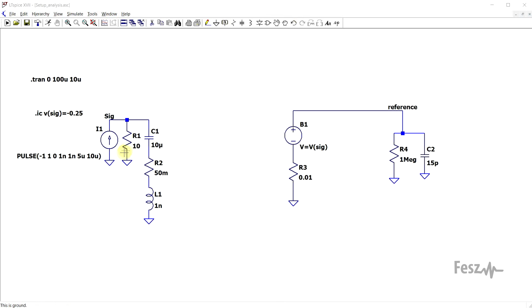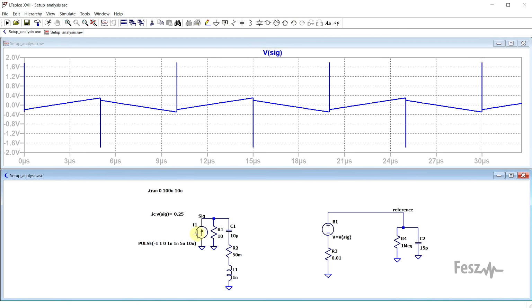To stabilize the circuit, there's also a resistor in parallel with the current source. So if we simulate this, the outcome is a triangular shape with jumps and spikes characteristic to what a power supply input or output will present. So we get both our ripple and our noise.